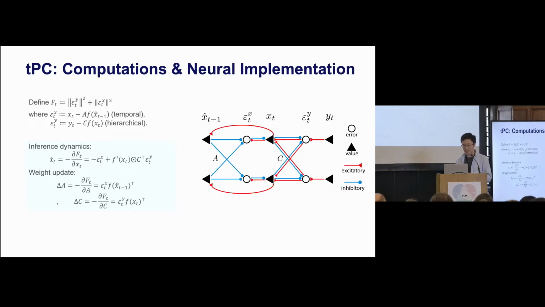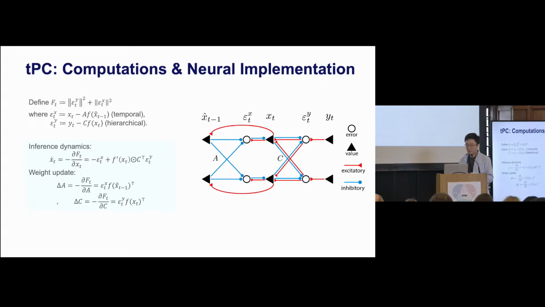What's important is that we can implement all these computations in a biologically plausible neural circuit requiring only local computations and Hebbian plasticity. So in this neural implementation, we introduce those error neurons. At the observation level, it will receive excitatory input from the value neurons, which will just represent the observation input, as well as inhibitory input from the higher level, which generates a prediction using the matrix C.